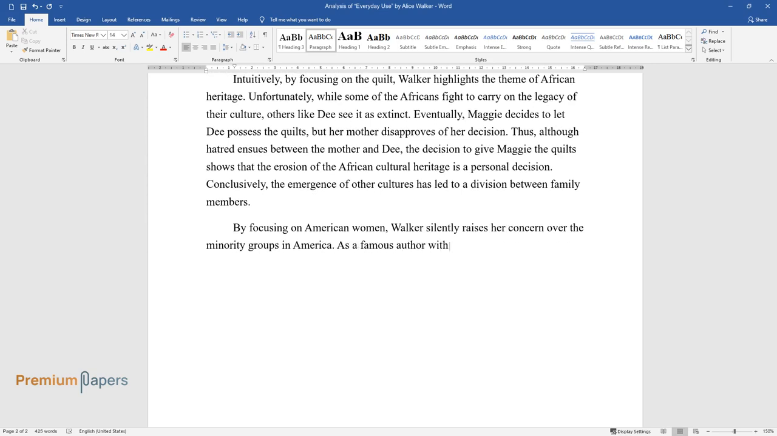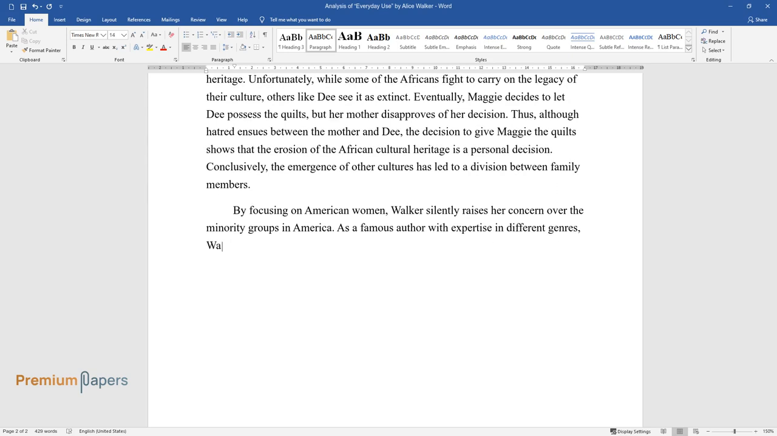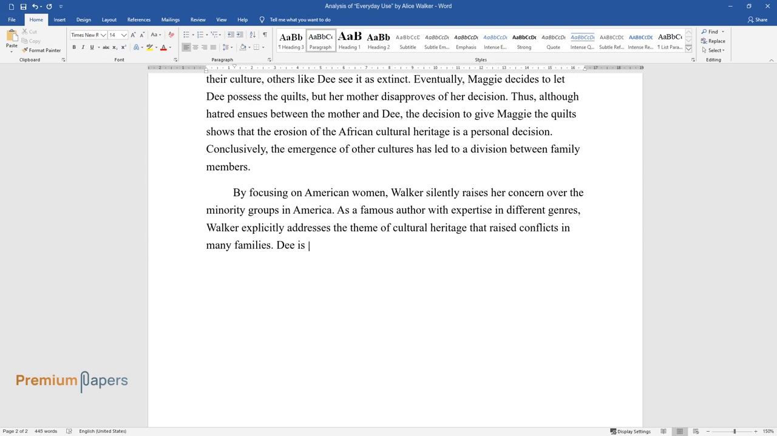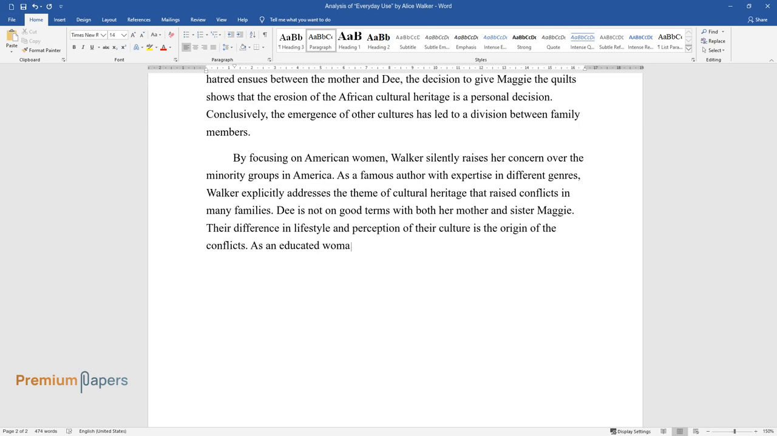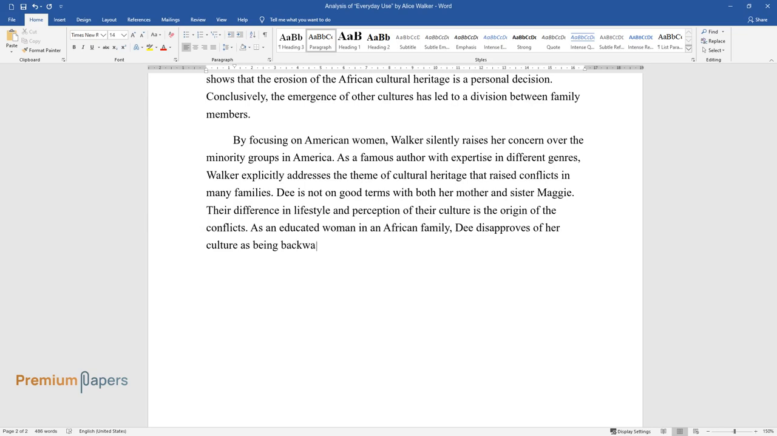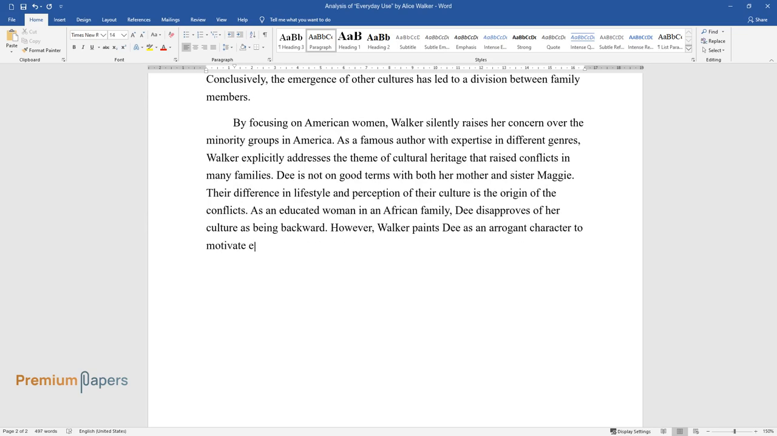As a famous author with expertise in different genres, Walker explicitly addresses the theme of cultural heritage that raised conflicts in many families. Dee is not on good terms with both her mother and sister Maggie. Their difference in lifestyle and perception of their culture is the origin of the conflicts. As an educated woman in an African family, Dee disapproves of her culture as being backward. However, Walker paints Dee as an arrogant character to motivate educated Africans to appreciate their cultural heritage.